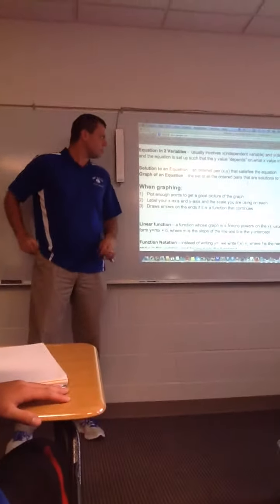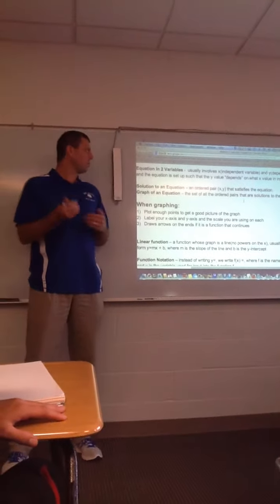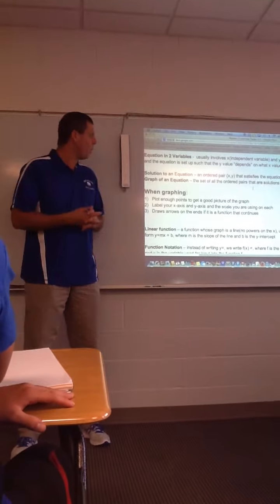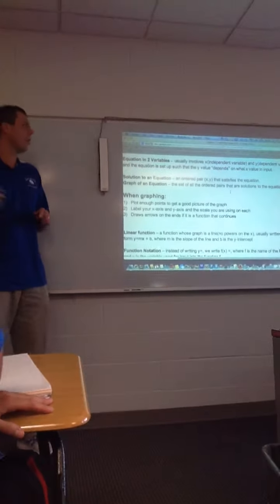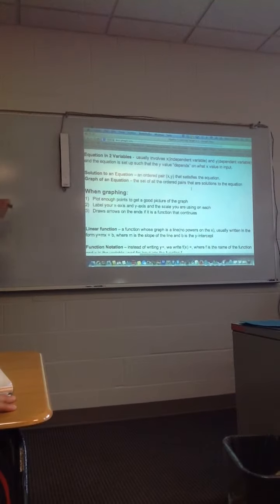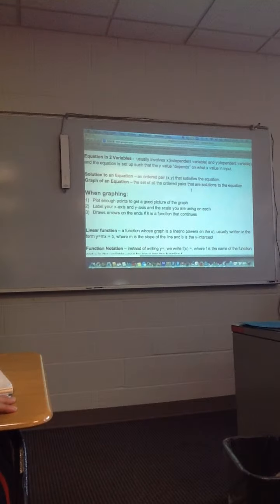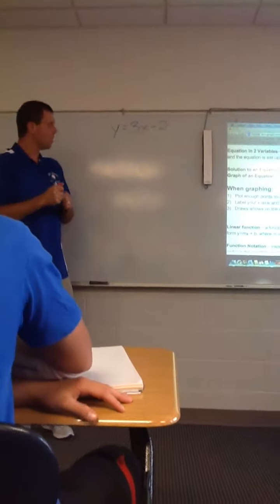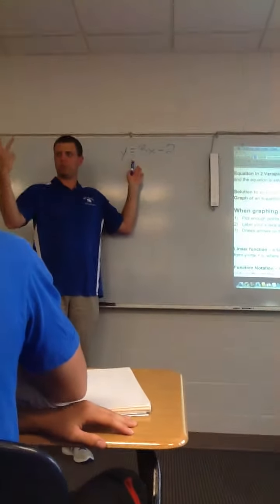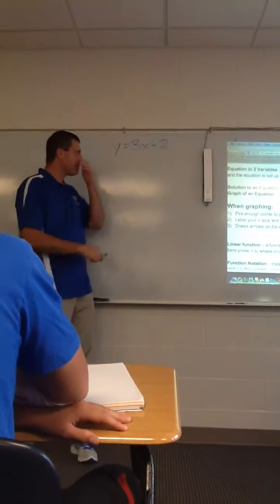Equations in two variables. An equation in two variables is something that involves an x and a y, an independent and a dependent variable. The equation is set up so that the y values depend on what the x value is, the input. So for example, y equals 3x minus 2. This is an equation with two variables, right? Okay?